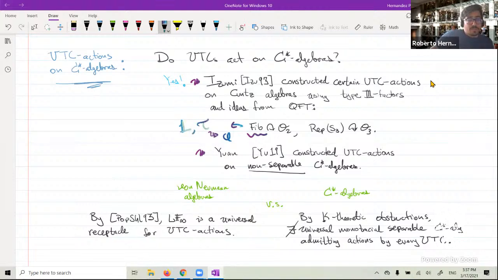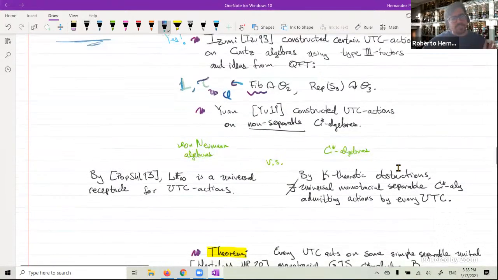I think another one that's relevant for us is the representation category of S3 acting on the Cuntz algebra on three generators. And well, we had to wait for like 25 years or something for Yuan to appear and construct an action of any given unitary tensor category on some C-star algebra. And the C-star algebras he managed to construct happen to be non-separable, which, I mean, I guess he's showing an existence point, but one would at least want separable C-star algebras because they're simpler to work with.